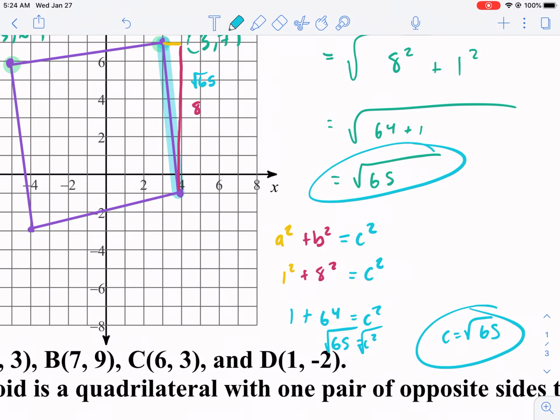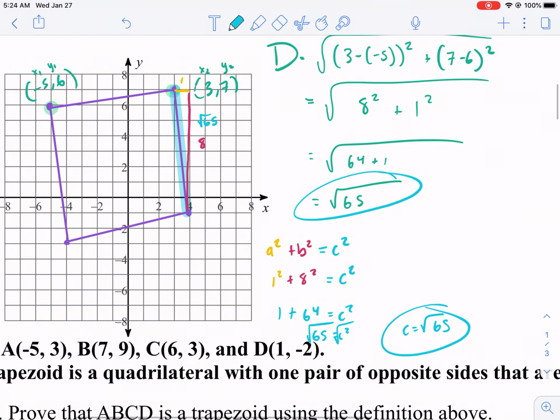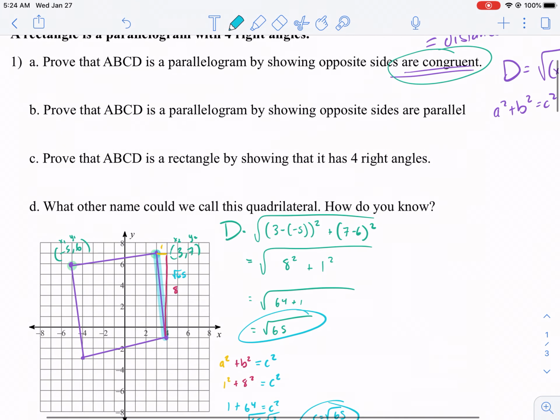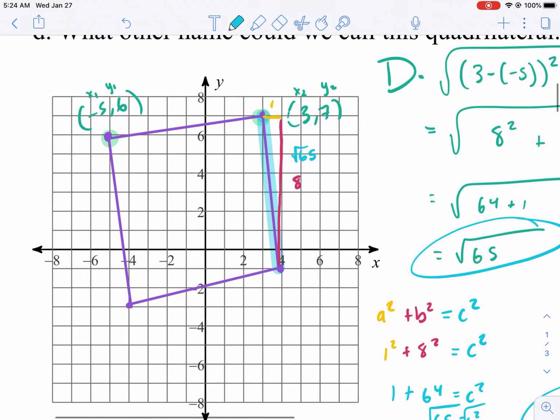This is a good sign because now we're off to a good start with, oh, I should have chosen the opposite side. Well, anyway, I chose this side. But anyway, we know that this is square root of 65. We know this is square root of 65. So now we just need to see the opposite sides, which are those two. Sorry, I should have chosen the opposite side.